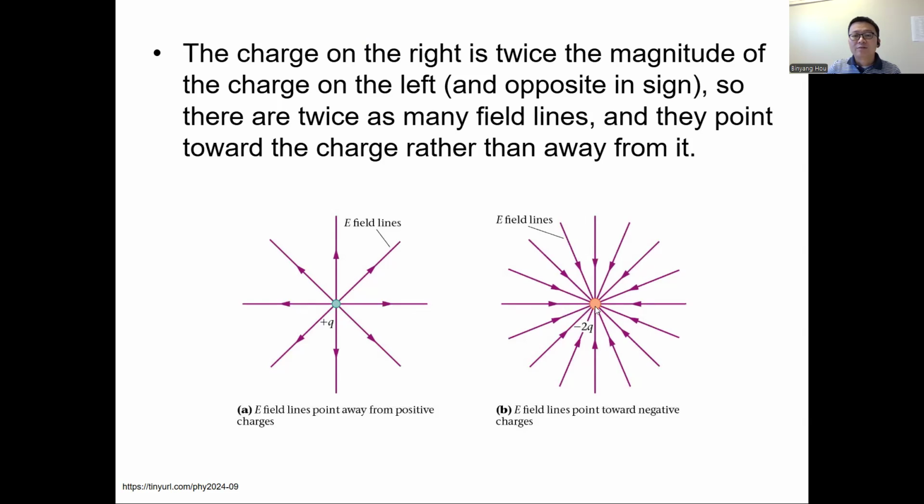And if you have negative charges, in this case twice as many, then the electric field lines are pointing towards the negative charges, and they are coming from infinity. They start at infinity, pointing towards the negative charge. In these two cases, because this is just one Q and this is two Q, you'll have twice as many electric field lines surrounding this charge than that one. So this one has 8, then this one will have 16.